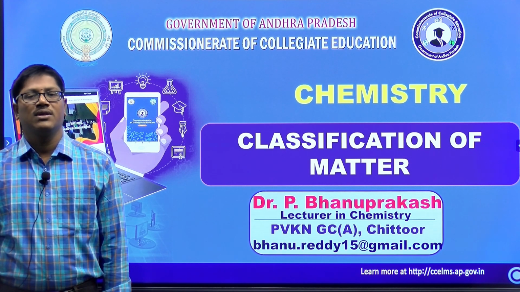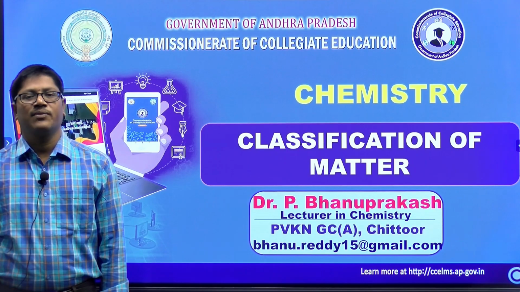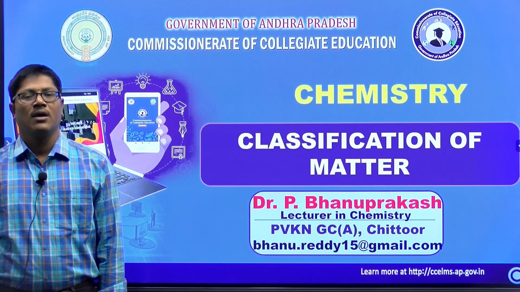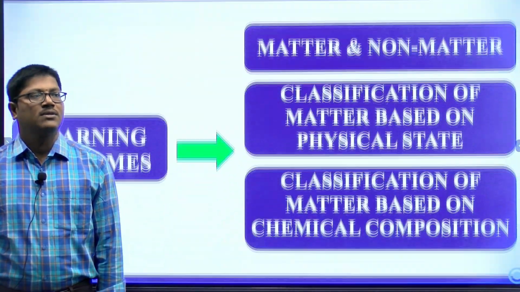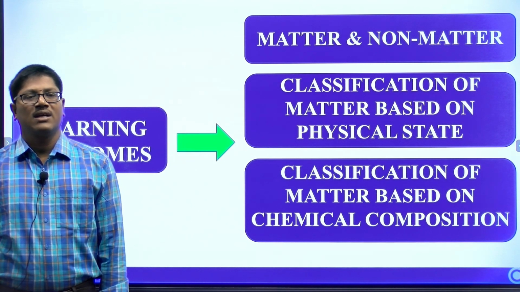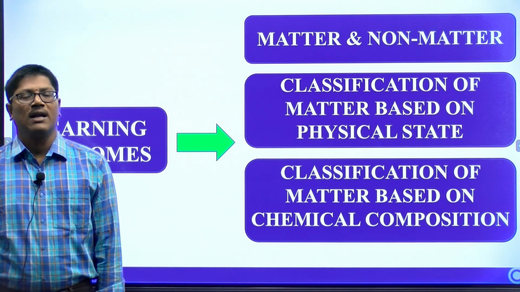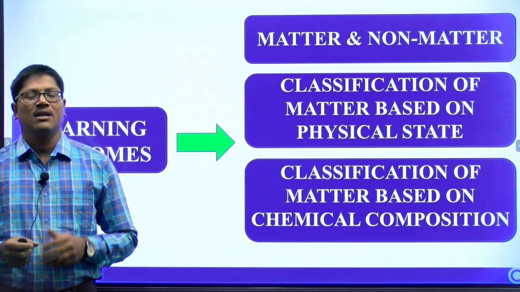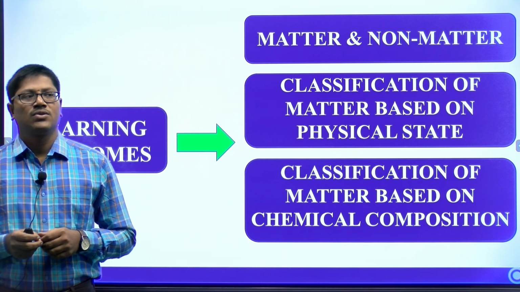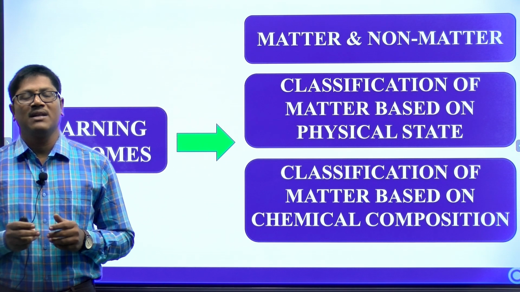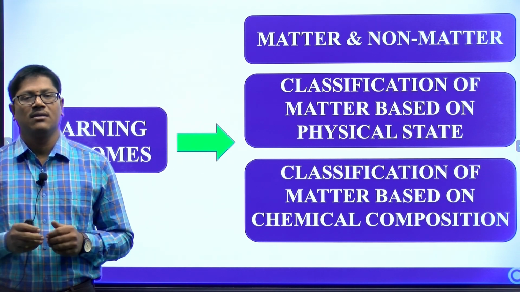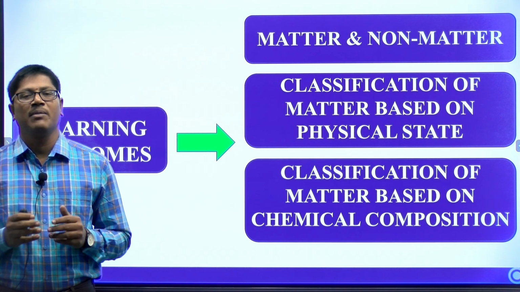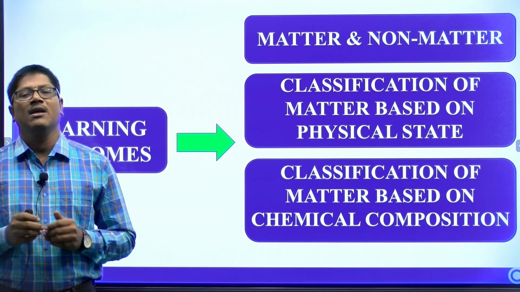Today, we are going to discuss the topic classification of matter. Learning outcomes: by the end of this lecture, students are able to understand the concept of matter and non-matter. Students will classify the elements based on their physical state. Students will classify the elements based on their chemical composition.